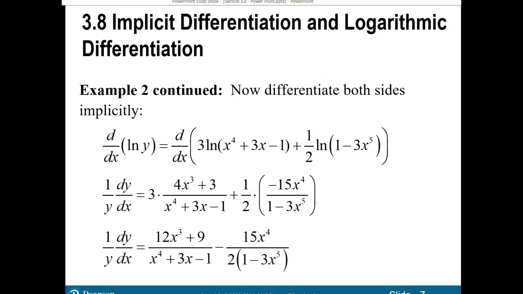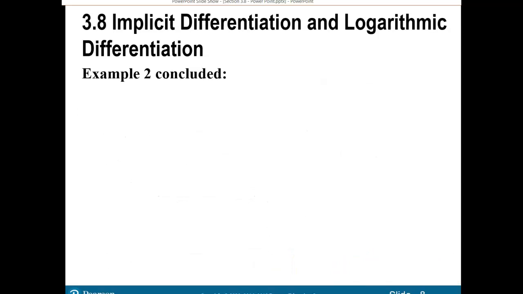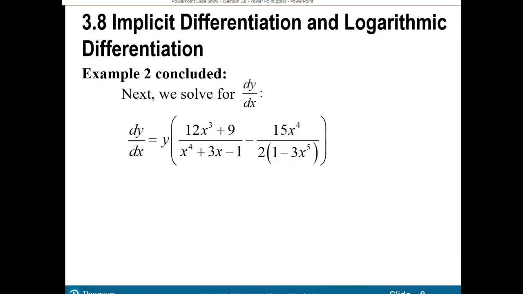You don't have to get a common denominator and do the actual subtraction, but you should clean up each piece. The left side did not change. So our next step is we're going to solve for dy dx. We're going to multiply both sides by y to get rid of that here. So remember, this was 1 over y dy dx, so times y cancels it, and it shows up over here as this whole side times y.